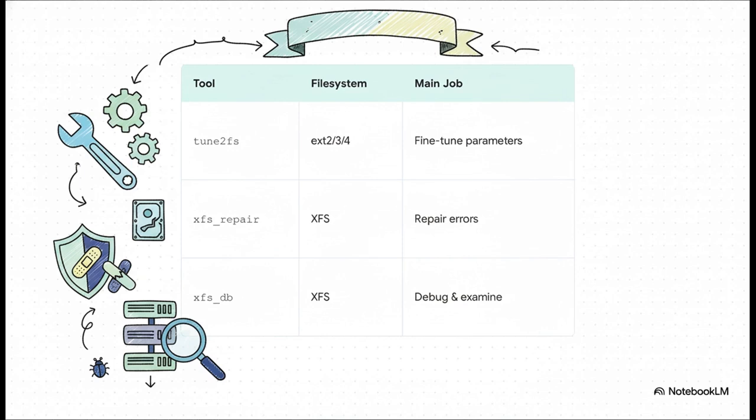Now, if you're working with an XFS file system, you can't use fsck. It just won't work. XFS has its own toolkit. The big one to know is xfs_repair for fixing things. And for really deep dives, there's xfs_db. You don't need to be a master of these for the 101 exam, but you do need to know they exist and which file system they go with.